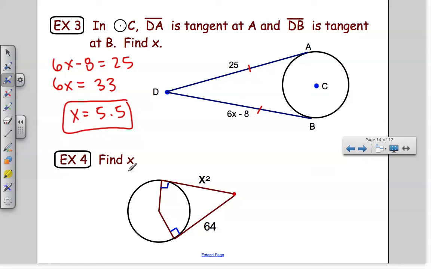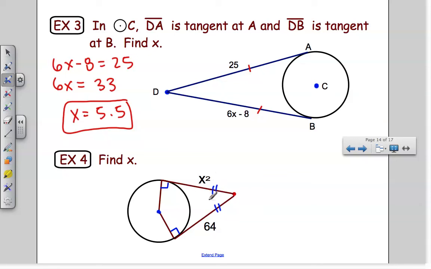Alright, what about in this one? Find x. Oh, this should be marked. This is the center of the circle. If you notice, I have right angles here and here. Well, what does that mean? These are radii drawn to a point of tangency, because the radius meets these at a right angle. These are tangent lines. And what do you know about two tangent lines from the same external point?